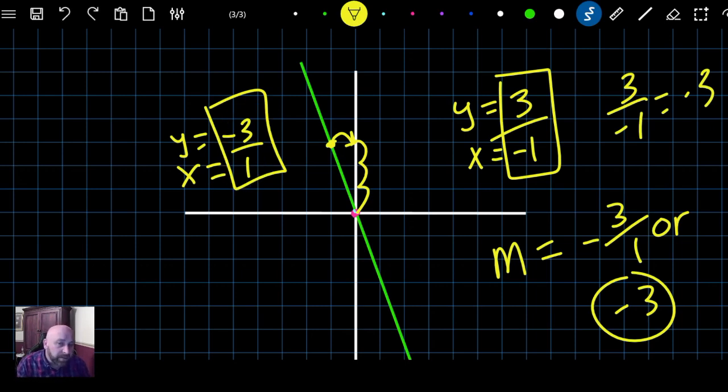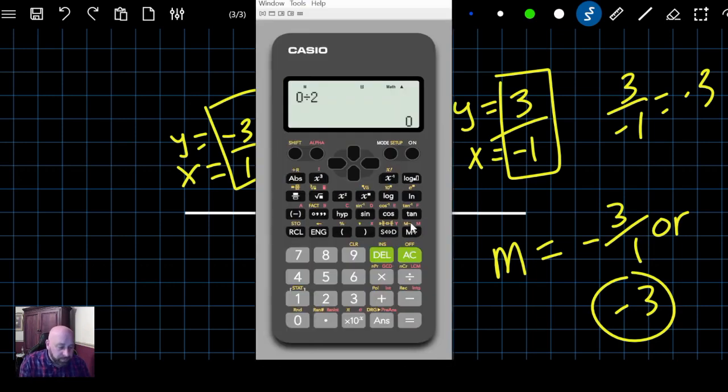Let me show you that on the calculator just so that you believe me, okay? So if I put in -3 divided by 1. That gives me -3. Then if I put in +3 divided by -1. Okay, watch what this gives me. -3.